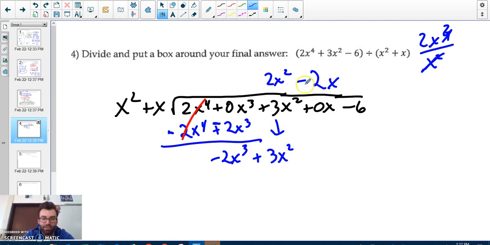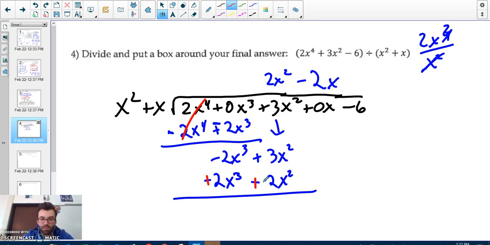You got to bring that one down. If I multiply negative 2x here, I have negative 2x to the third minus 2x squared. But remember, what do we do every time? We change our signs. Okay, so these cancel. 5x squared. Bring down the 0x.